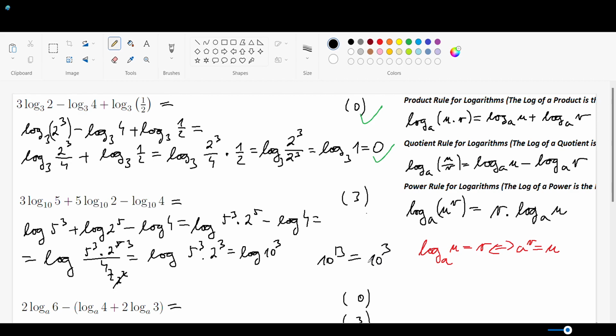Of course, as we already know from the solution of the exponential equations, the result of this logarithm is equal to 3. As you can see, we are again right, and we did the solution properly.